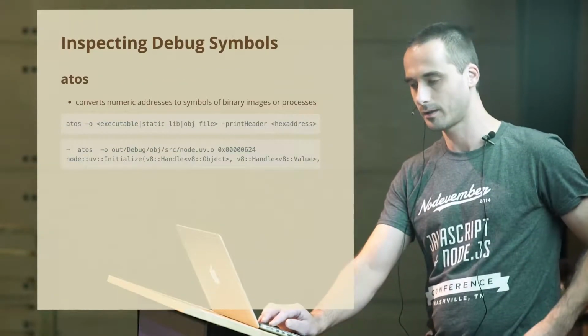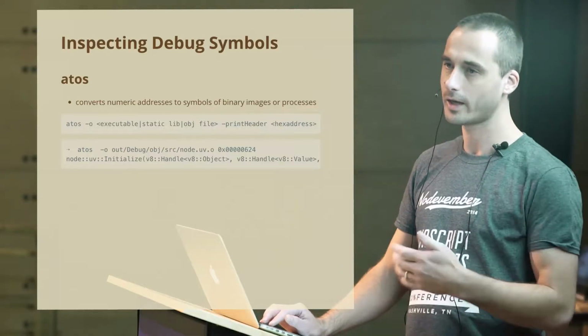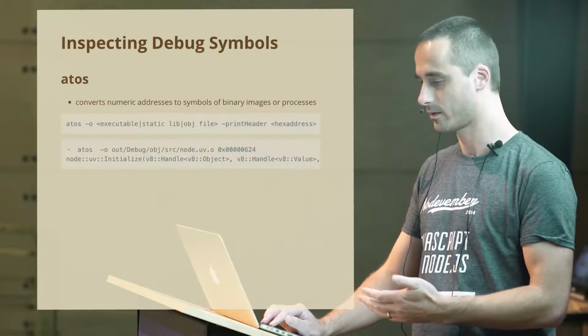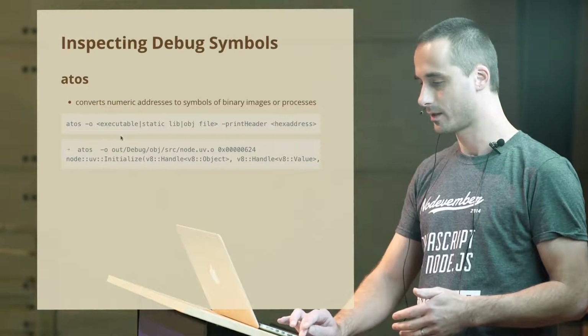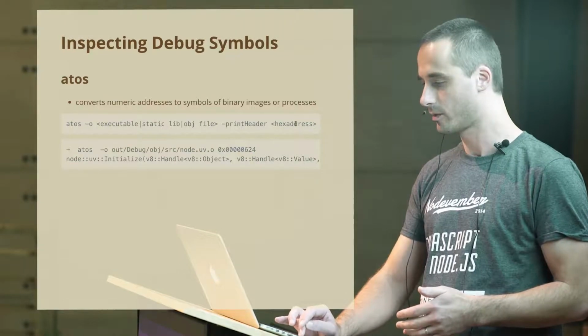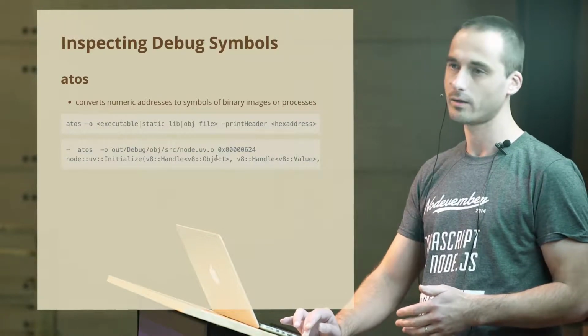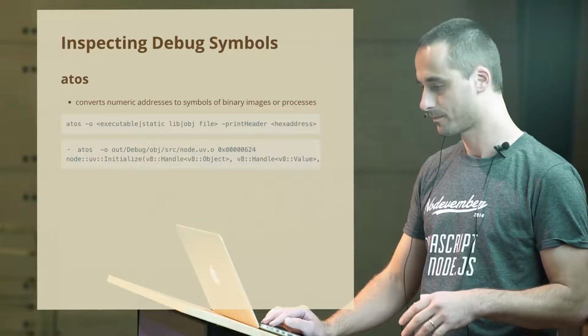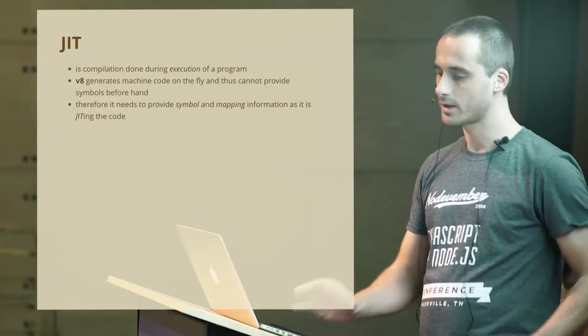And there's also a tool called A2S. It stands for address to string or symbol. And you can again point it at any executable, give it a hex address, and it will print out the actual symbol there. And now how does it relate to JIT?